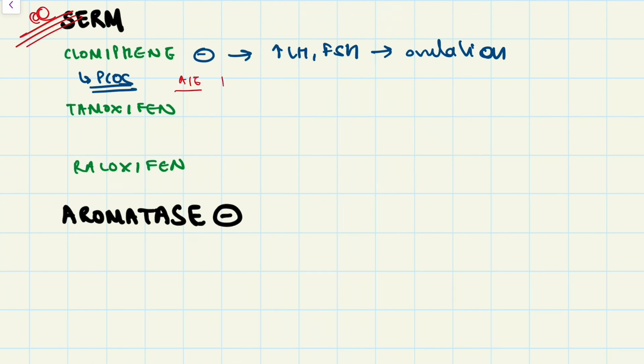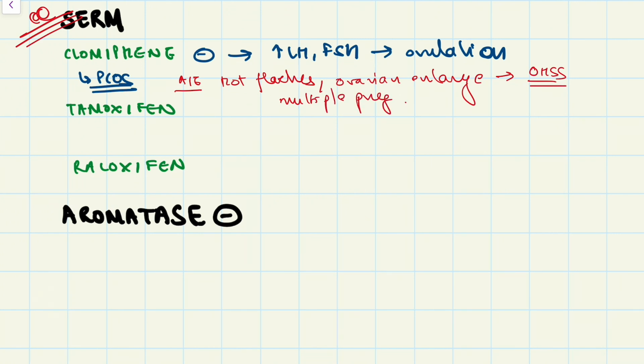The side effects associated with clomiphene are again hot flashes because it is an estrogen antagonist. Then it may lead to ovarian enlargement, right? That is, it has a risk of causing OHSS. Then it can also lead to multiple pregnancies, and another side effect is visual disturbances. The next SERM is tamoxifen. Tamoxifen acts as an antagonist at the breast, but it acts as a partial agonist at the uterus and the bone, right?